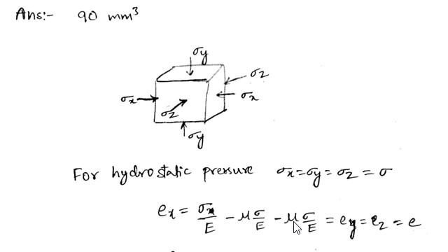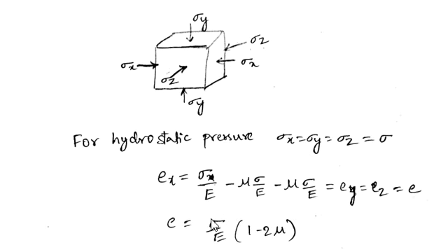Because stresses in all directions are the same magnitude sigma, instead of writing sigma x, sigma y, sigma z, we write sigma only. And because all these sides are subjected to the same amount of stress, the strains are also the same in all directions, so Ex equals Ey equals Ez. Simply you can write it as e, like we have written sigma. If you simplify this, taking sigma by E as common, you get 1 minus mu minus mu, that is 1 minus 2 mu. So it is the strain in any direction.